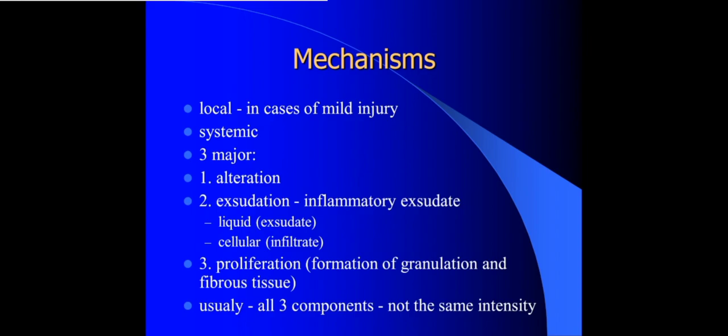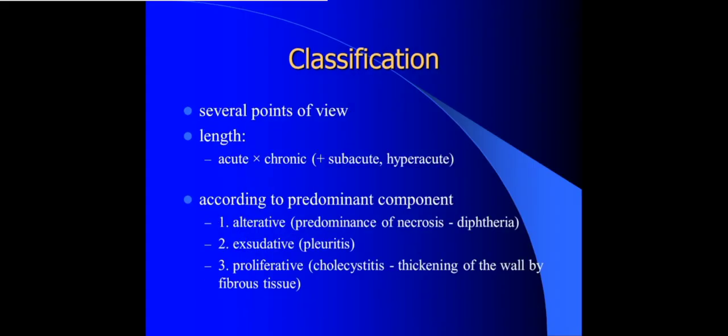There are mechanisms of inflammation. First, local. In case of mild injury, there are three major types of mechanism. First is alteration. Second is exudation, inflammatory exudation that produces liquid and cellular infiltrate, right? Third is proliferation, formation of granulation and fibrous tissue. Usually all three components do not act with the same intensity in all types of inflammation.